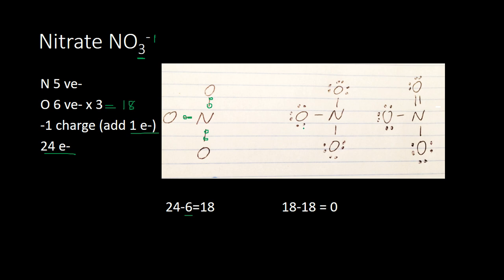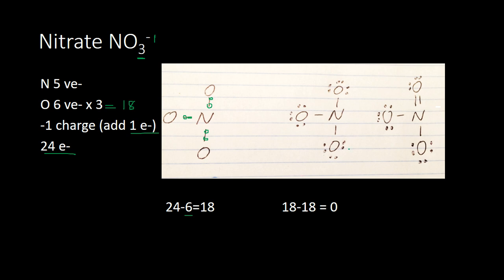Now we do the next step, which is add valence electrons to the terminal atoms, the ones on the outside. So that's 1, 2, 3, 4, 5, 6 needed for oxygen to have a total of 8. With these 2 here, oxygen needs 1, 2, 3, 4, 5, 6 for a total of 8. And then with these 2 electrons here, oxygen needs another 6 for a total of 8.